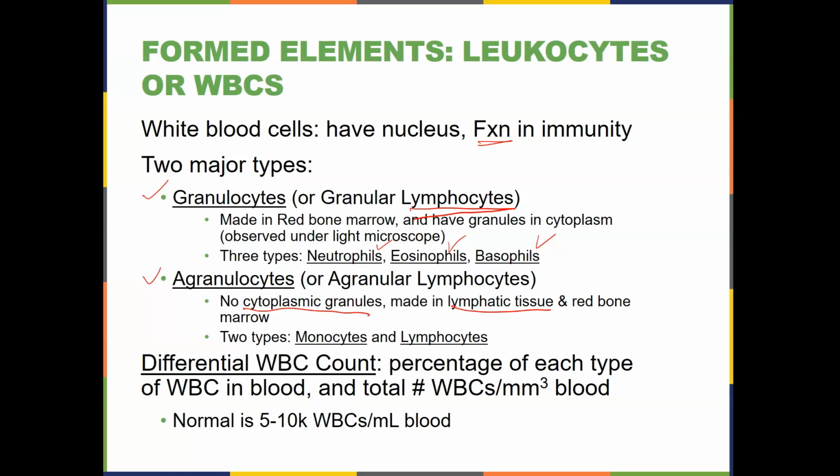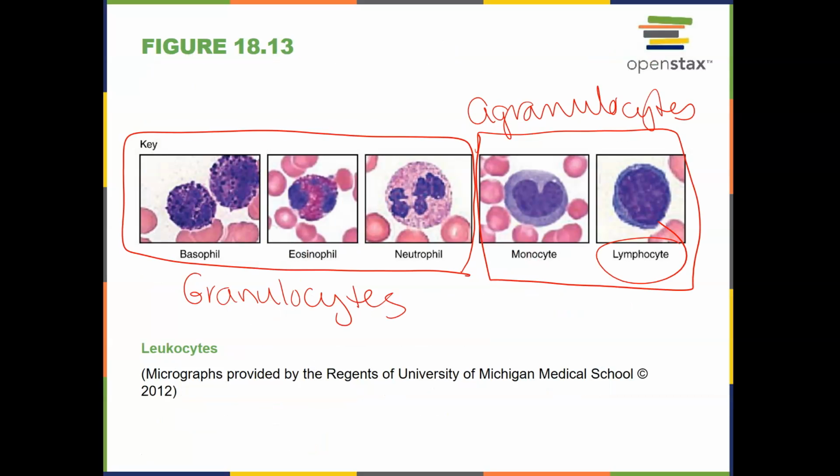A differential white blood cell count is how much of each white blood cell you have in your blood. And this is very indicative of health or wellness. A normal number would be between 5 and 10,000 white blood cells per mil of blood. If you have over 10,000 white blood cells in your blood, odds are you have some sort of illness that your body is trying to fight.